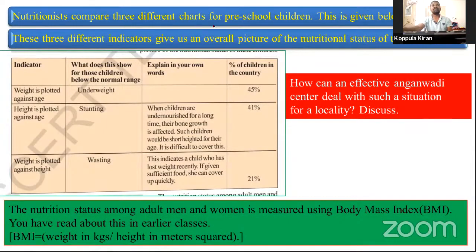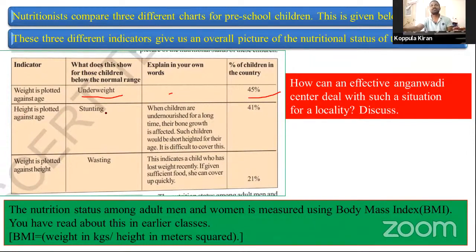Nutritionists compare three different charts for preschool children. These three different indicators give us an overall picture of the nutritional status. See this indicator: weight is plotted against age. If the weight is very low, it is underweight. So generally 45% of the children are underweight, as we have discussed just now. Height is plotted against age.